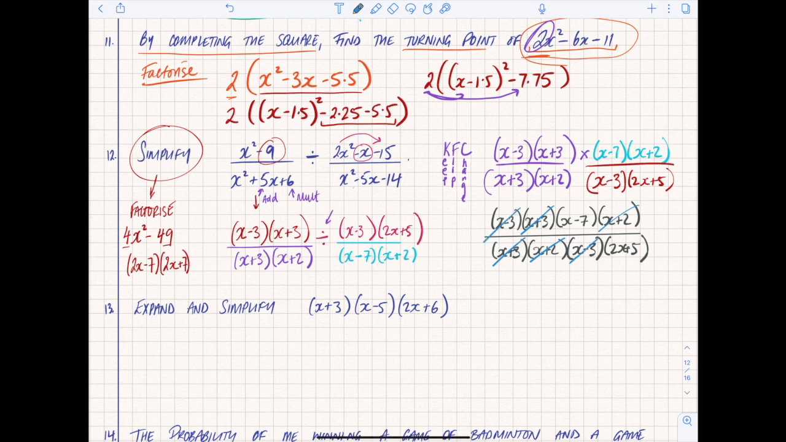So you can see that there's 3 parts that all cancel out, which means my final answer is x minus 7 is left as my numerator, that part there. And then I've got 2x plus 5 as my denominator. So that is my simplified final answer.